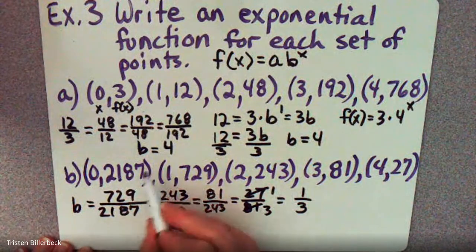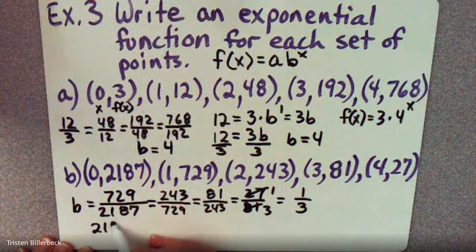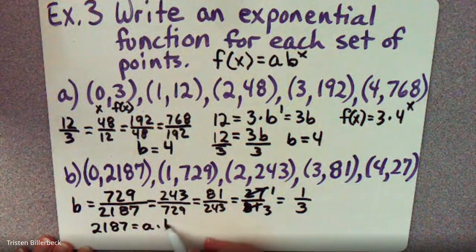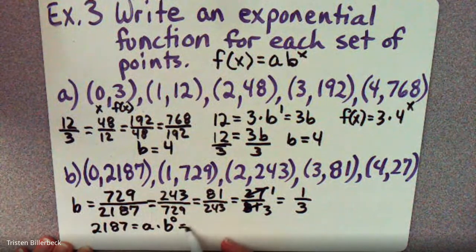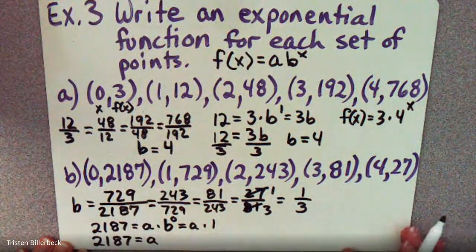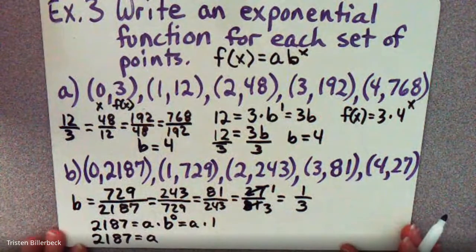Now if we solve it the other way that I used to do it, we have f of x is 2187 equals a times b to the 0, because x is 0. So we know that's a times 1. So now we know that 2187 equals a. So we know how the function starts.